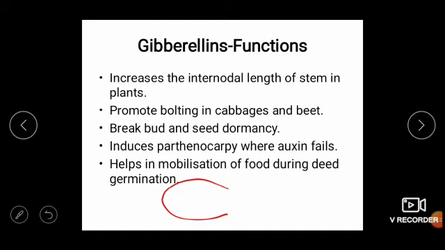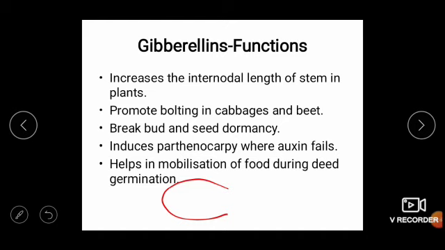It induces parthenocarpy where auxins fail. When you are spraying auxins before fertilization in the fruits and it doesn't work, then at that time, start using the gibberellins. You will find the gibberellins will be able to produce parthenocarpy.